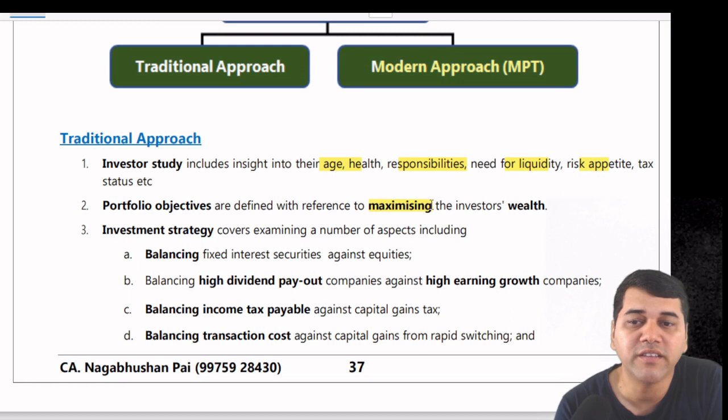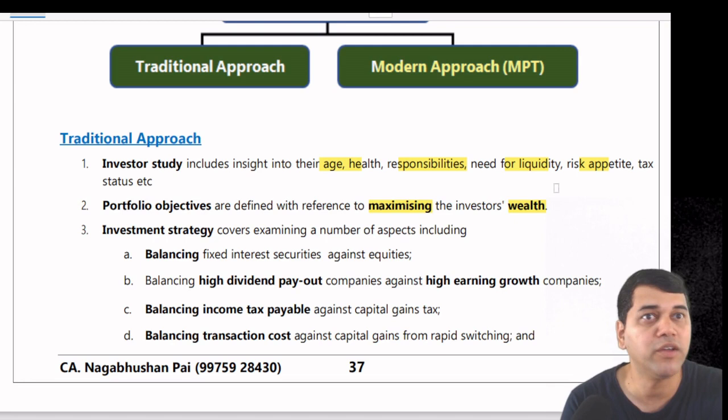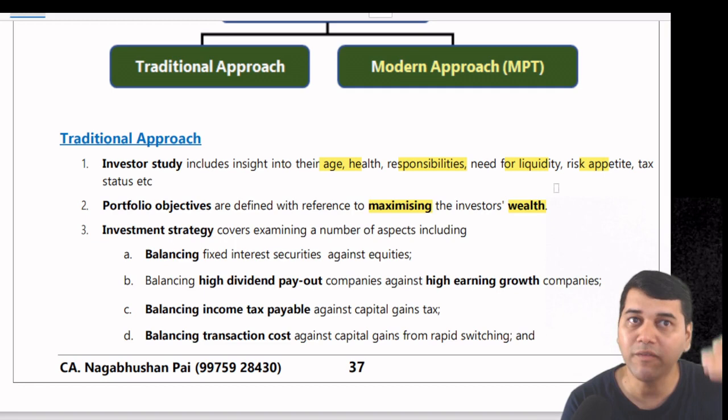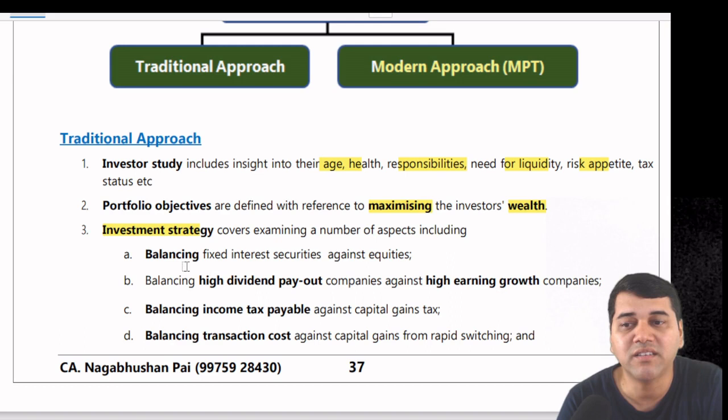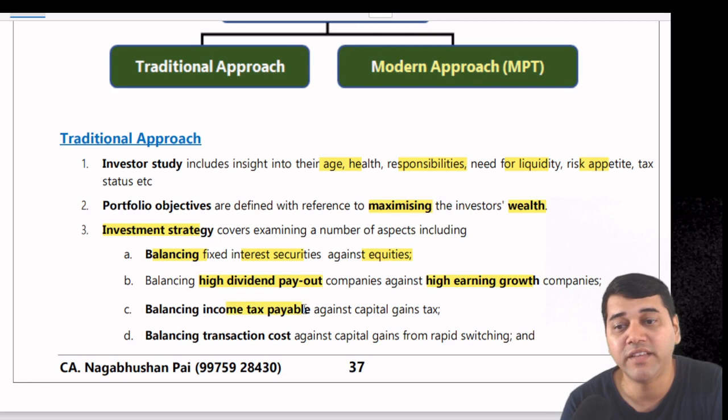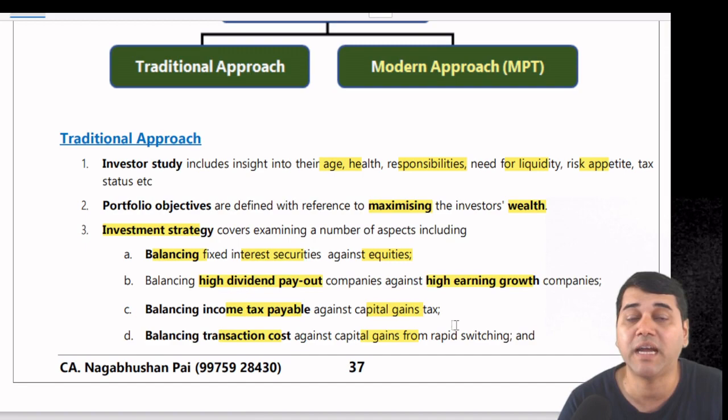Portfolio objectives are decided by maximizing wealth. When somebody gave you advice, what was the only objective there? Maximum profit. It was not concerned with risk, and balancing was not there. Now, investment strategy consists of balancing fixed securities with equity, high dividend with high growth, and balancing income tax also. I need to consider your income tax purpose also. Balancing transaction cost against capital gain, switching, and retaining some liquidity, some cash with you. All these were the traditional analysis.